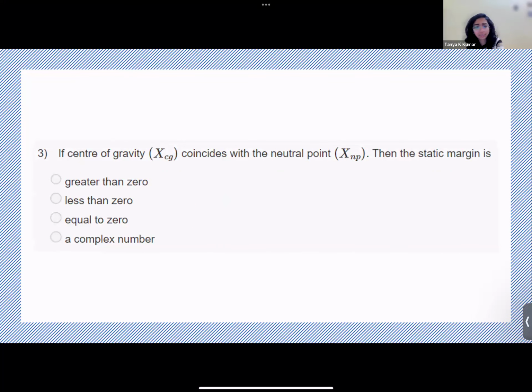Now, I think we discussed this question even before the assignment, something similar. If the center of gravity coincides with the neutral point, then the static margin is, what is static margin?